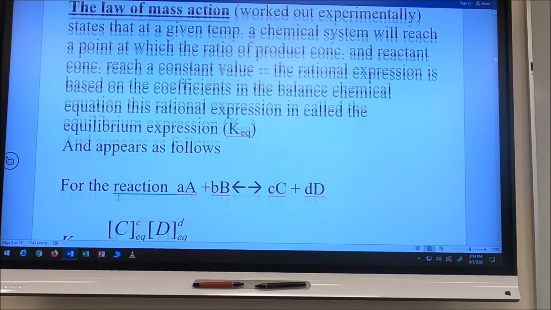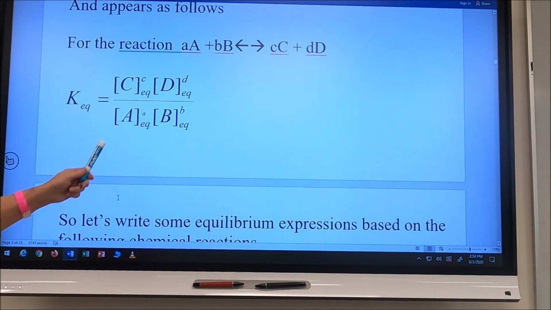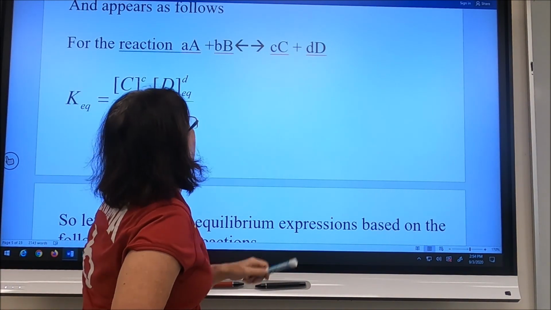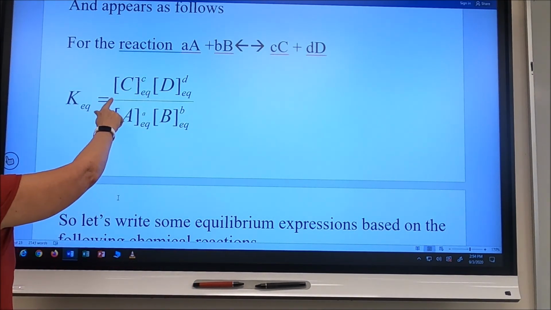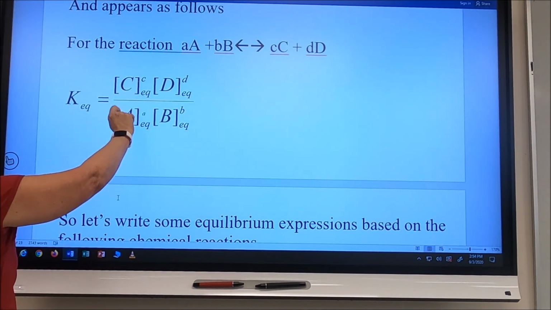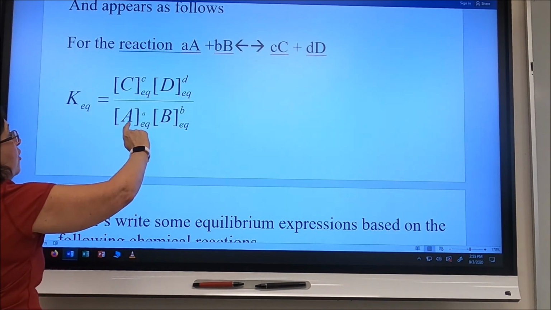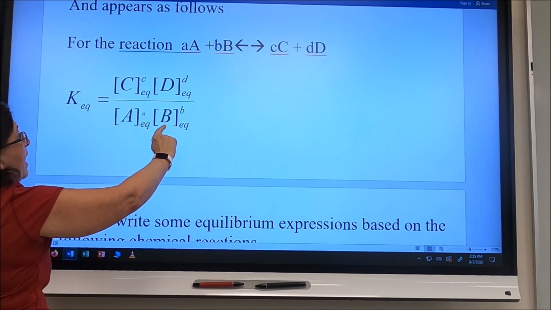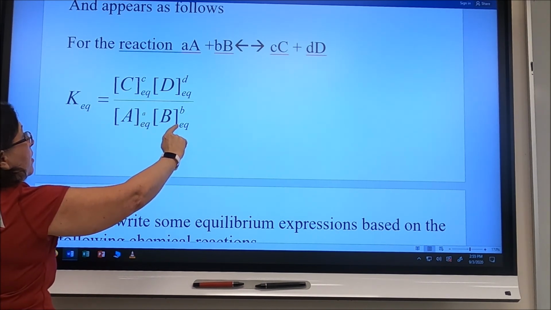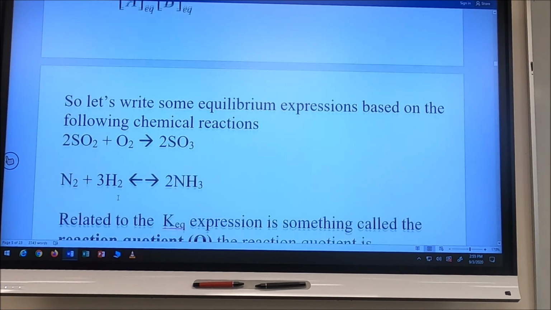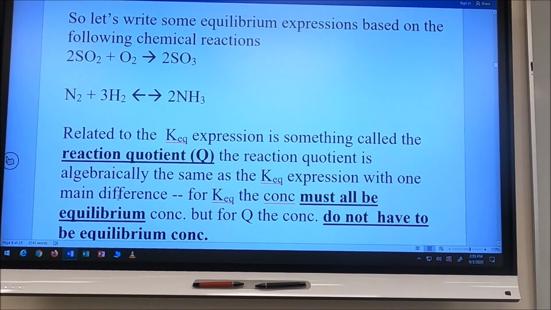So scroll up. Okay? For any reaction, little a of A plus little b of B going to little c of C plus little d of D, the equilibrium expression is the concentration of C at equilibrium to the little c, concentration of D at equilibrium to the little d, over the concentration of A at equilibrium to the little a, concentration of B at equilibrium to the little b. So I can look at any balanced chemical equation and I can write its equilibrium expression. So let's look at a couple and let's write out the expression.